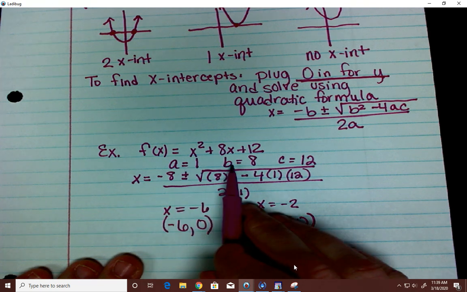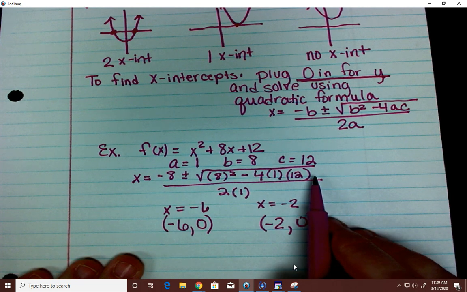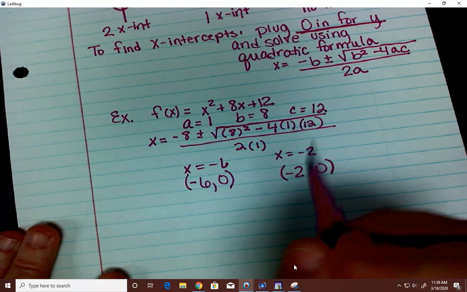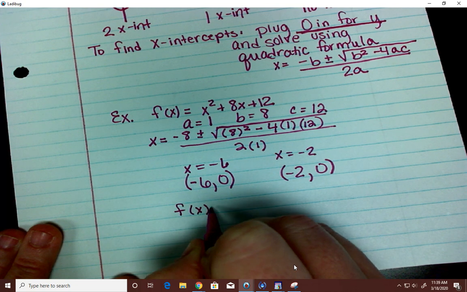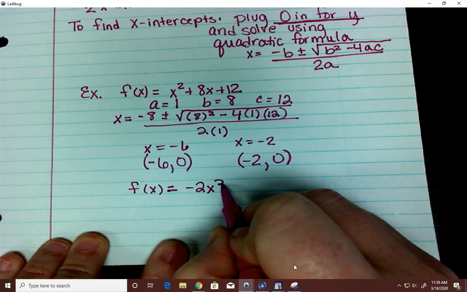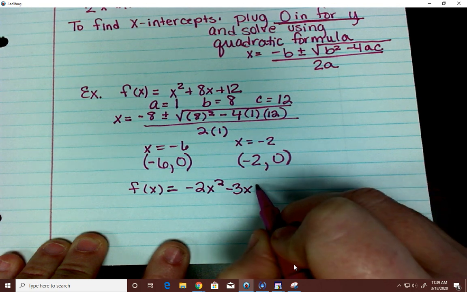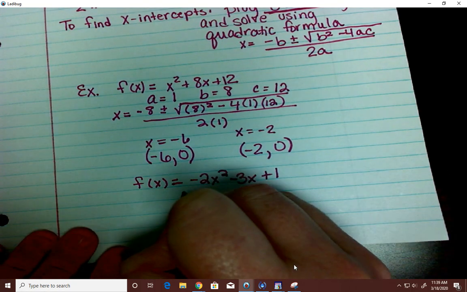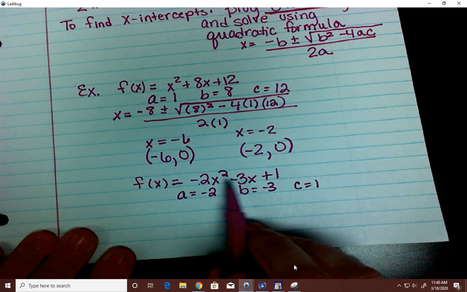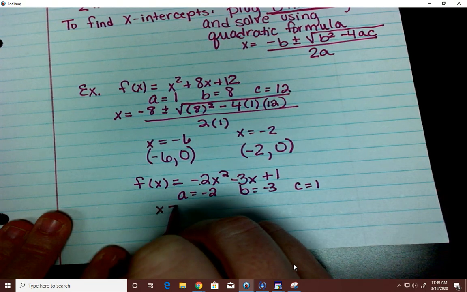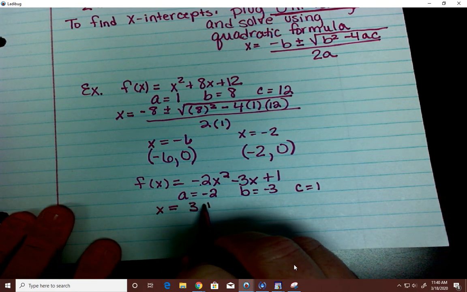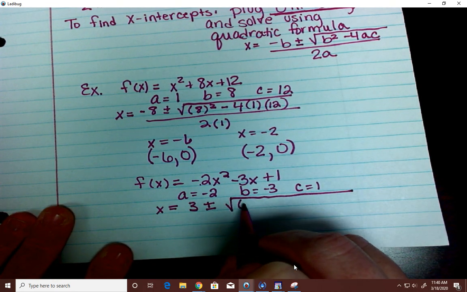So we identify a, b, and c, plug into the quadratic formula, get your two answers, and then write those answers with 0 as the y value. So let's do another example. Here a is -2, b is -3, and c is 1. Always watch those signs. Substitute into the quadratic formula. So -b, if b is already negative, it becomes positive. Plus or minus the square root of b squared.